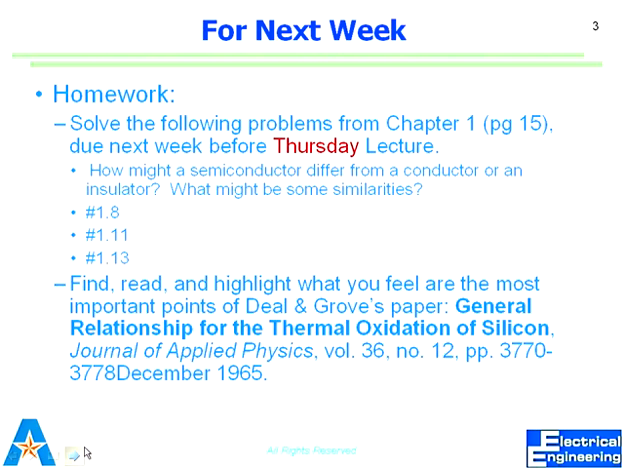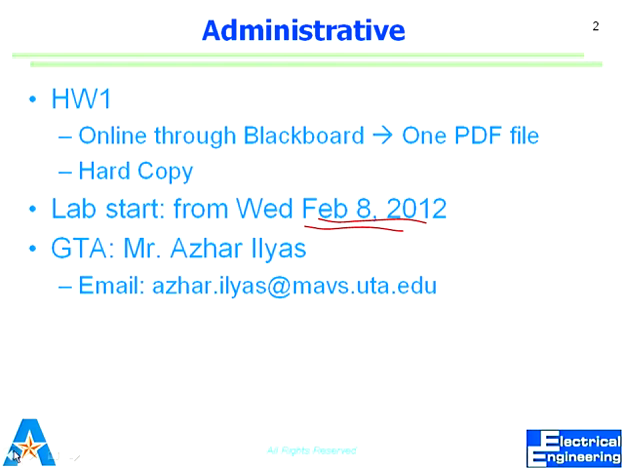Homework 1 will be from chapter 1, and this question: how semiconductors are different from conductors or insulators, what are some similarities? So you need to upload these answers on Blackboard in one PDF file. If you submit 5 files, the system doesn't download just one file for me, so upload one PDF file. If you have a problem or want to know how to create a PDF file, ask the GTA. They will help you to do that.